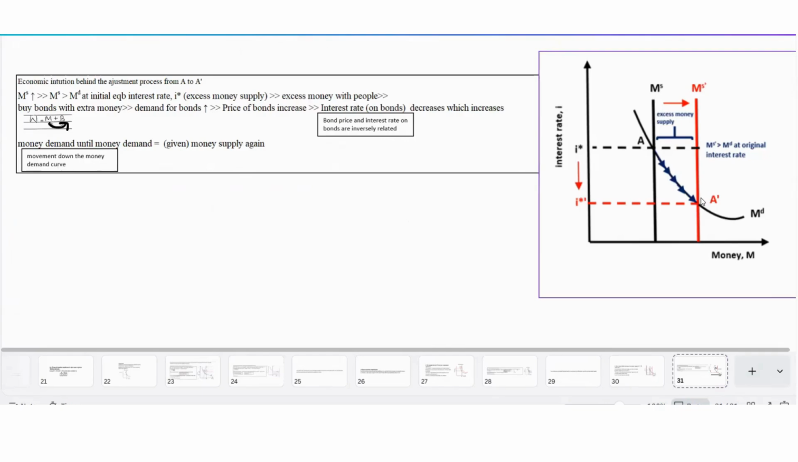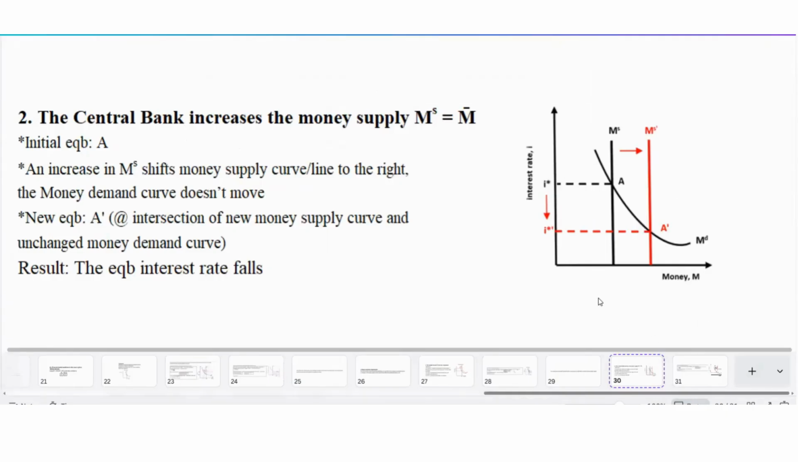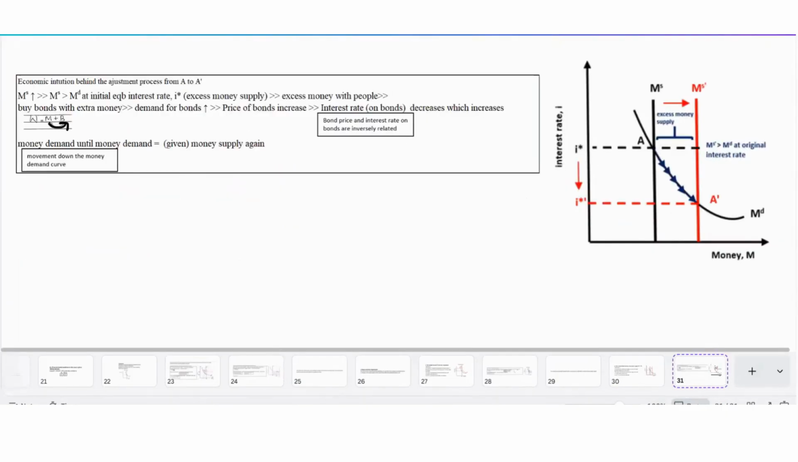So the interest rate on bond decreases, which increases money demand until money demand is equal to the new given money supply again at A prime. So this is represented by a movement down the money demand curve. So this is what we saw, the impact of an increase in nominal money supply, and this was the economic intuition behind the adjustment process.